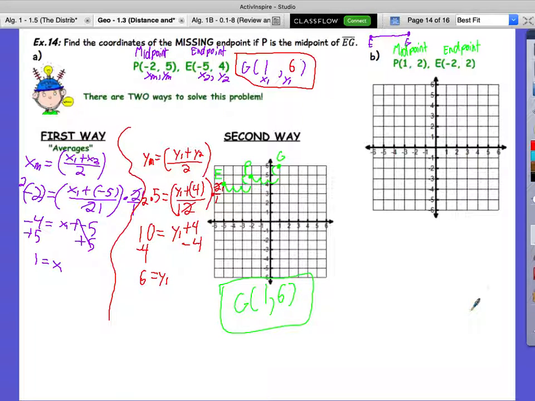Hey, write your answer as an ordered pair. Blank, comma, blank, okay? So write your answer as an ordered pair, blank, comma, blank, just because I'm me.